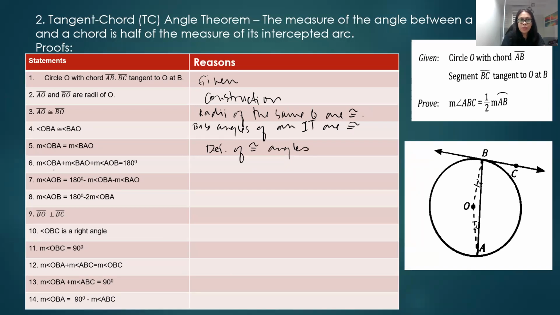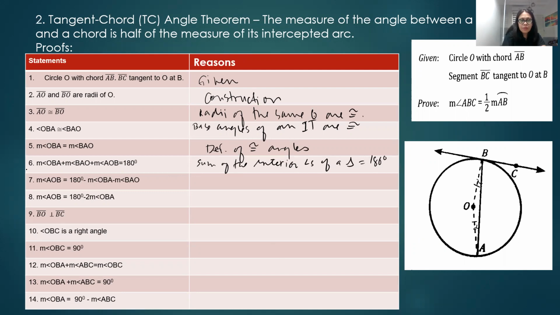Now, measure of angle OBA plus measure of angle BAO plus measure of angle AOB equals 180. So we have to inspect where these angles are. We have OBA here, angle BAO here, and measure of angle AOB here. The three are interior angles of triangle AOB, and that equals 180 because the sum of the interior angles of a triangle equals 180 degrees.